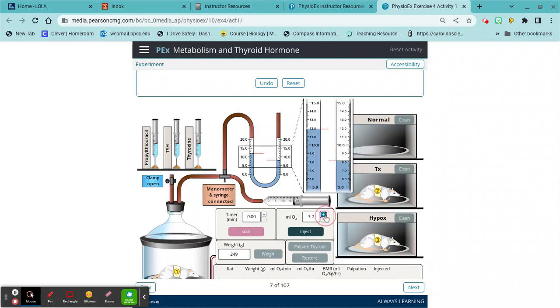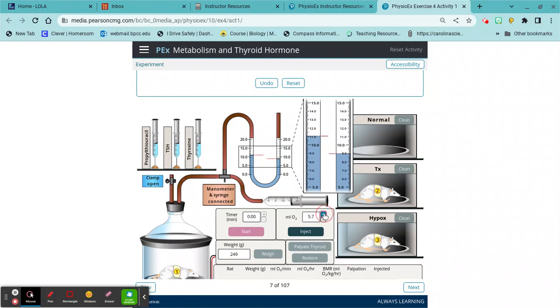So let's add another 1.8. Oh, I was going the wrong way. Stop that. So I'd added 3, and so I'm going to go to 4.8. And let's inject and see what that does. Yep, still not enough.